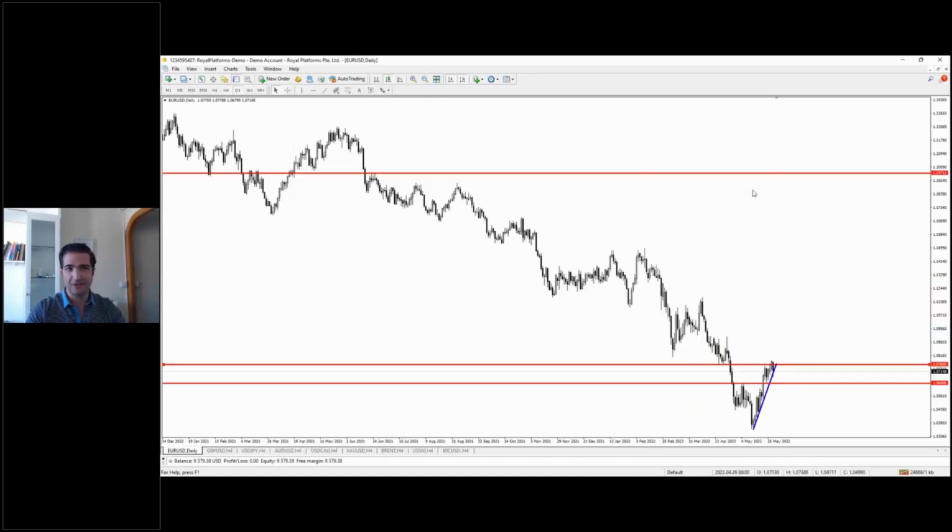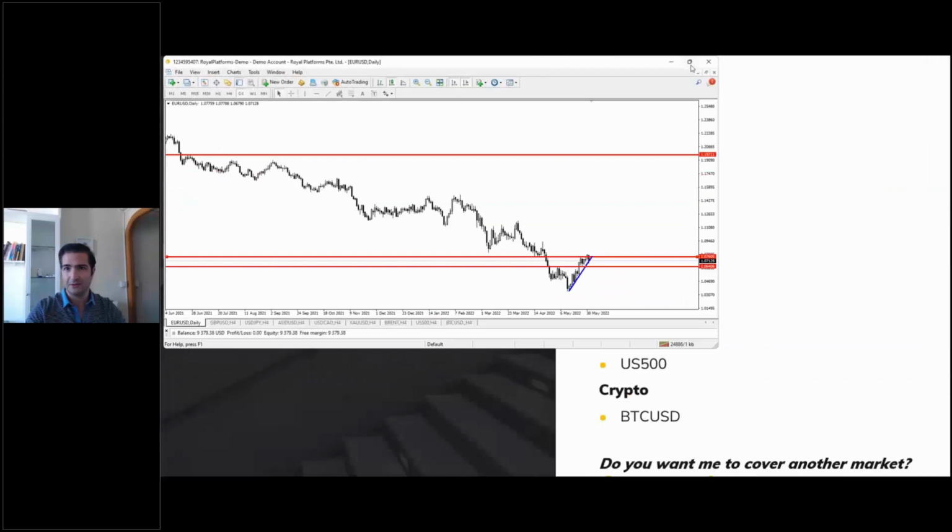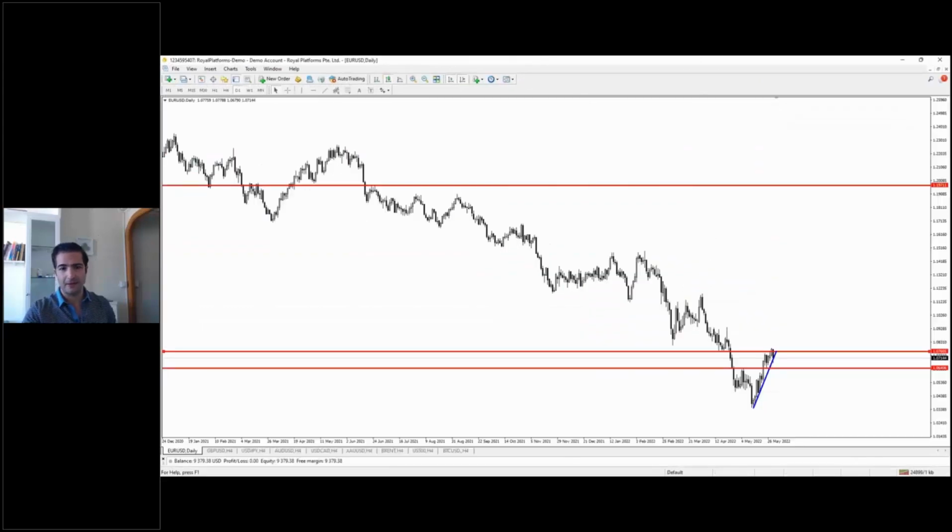First, we will start with EURUSD. As always, I will start on the daily time frame and then I will go to a lower one, which is the 4-hour time frame. We use this technique for those who would like to swing trade.